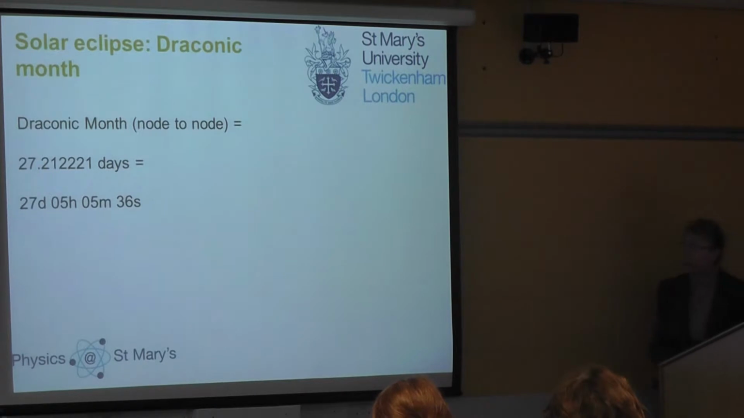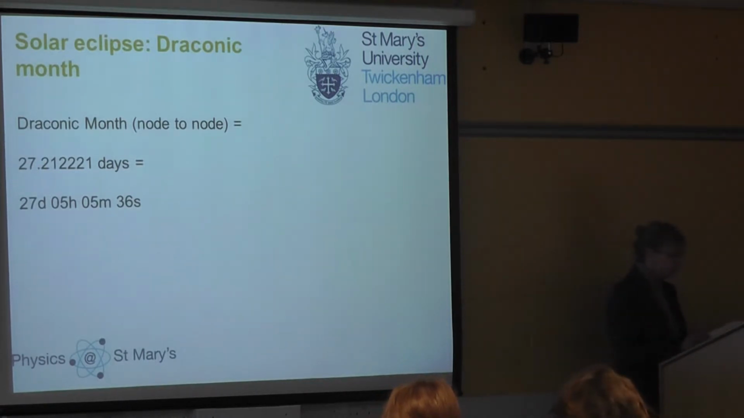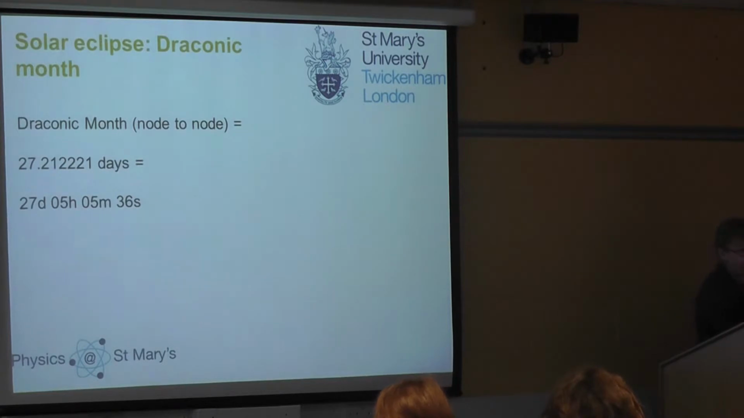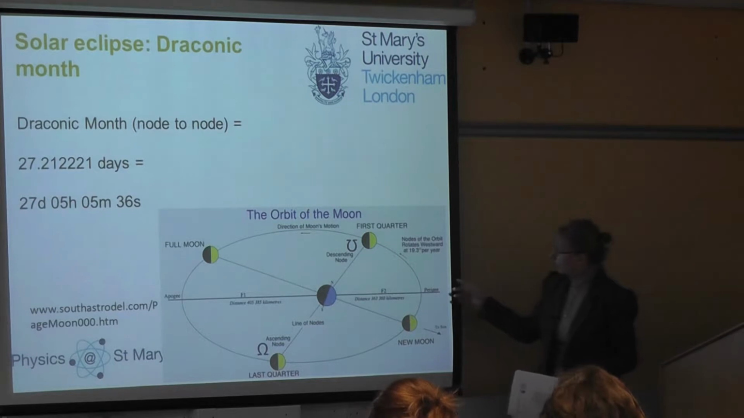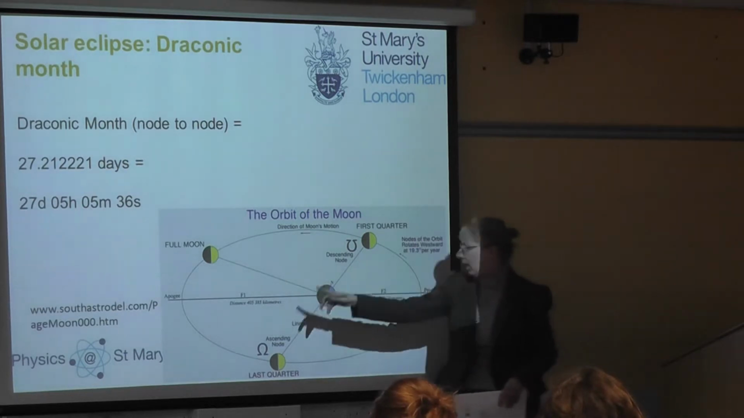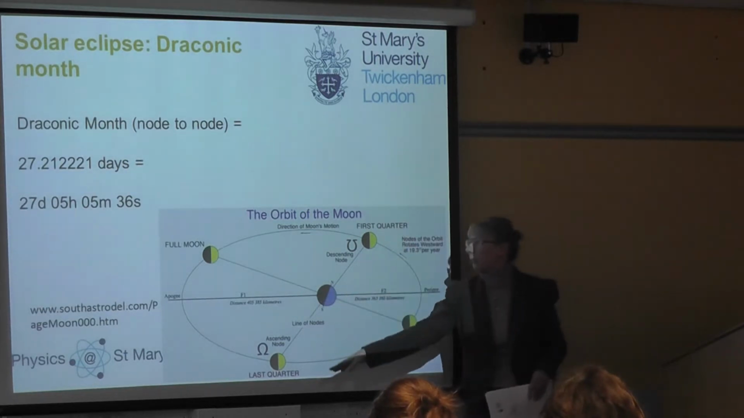Finally, we have the draconic month. It goes from node to node. Okay, let us have a look at it. Again, it lasts for about 27 days. Now, here we have again the cycle of the moon. Here we have the perigee, we have the apogee, and here we have the nodes.